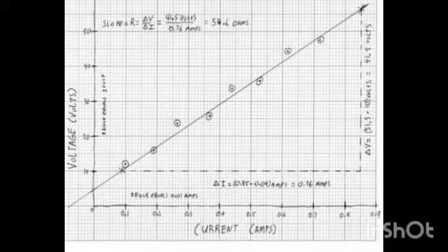1 cm to represent 1 amp on the current axis, and 1 cm to represent 10 volts on the voltage axis. Are we together? Let me repeat again. 1 cm to represent 1 amp on the current axis, and 1 cm to represent 10 volts on the voltage axis. With this, we'll give you a complete mark.